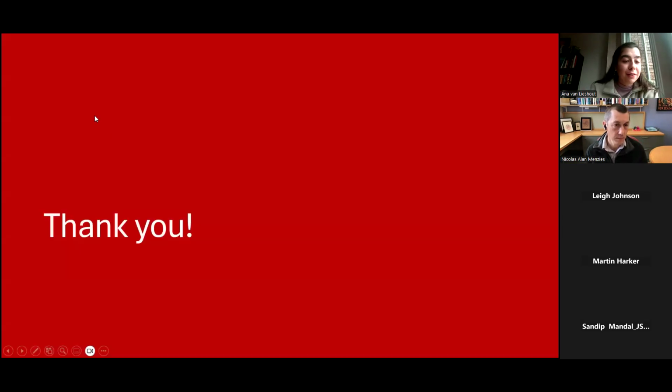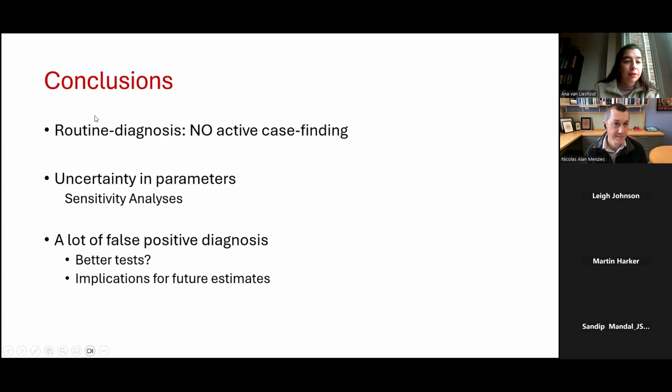So now I'm on my final slide here. I want to stress that this only applies to routinely used TB diagnostics, and it also considers routine diagnoses. We did not look at these results for active case finding because that might make a lot of the assumptions quite different.